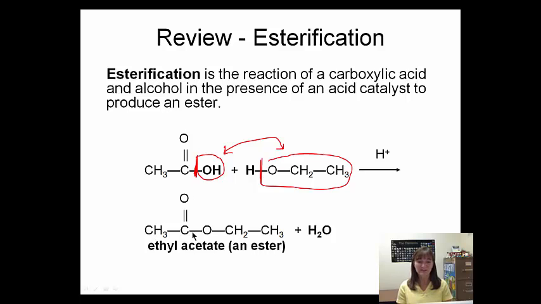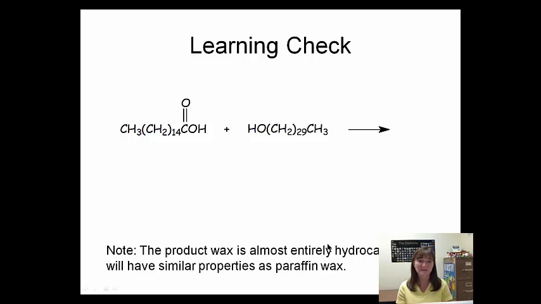Now in this particular example, the ester is not a wax because it's only got one carbon on the left and two carbons on the right. But that's how we form the ester. And then the other product we have is water. So this reaction is going to be exactly the same for the formation of a wax. The only difference is the number of carbons we have. So here's a learning check. So we're going to break it here.